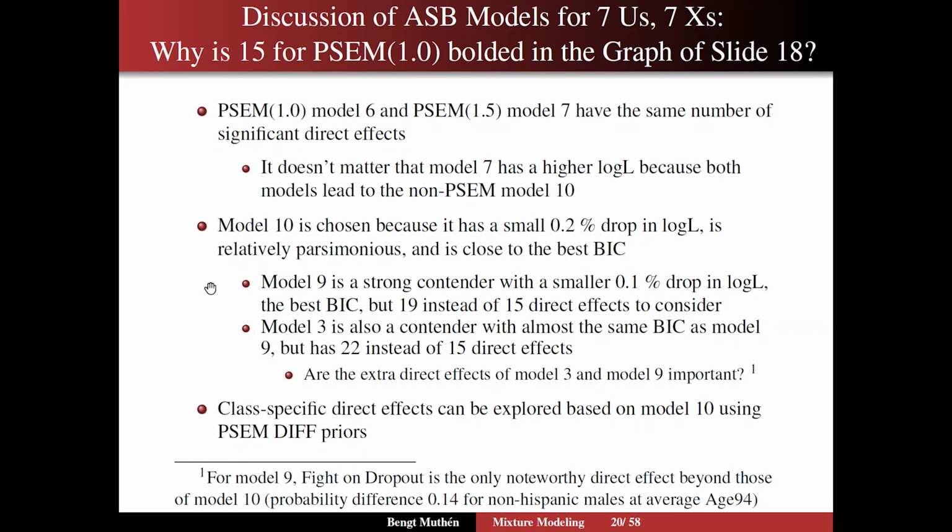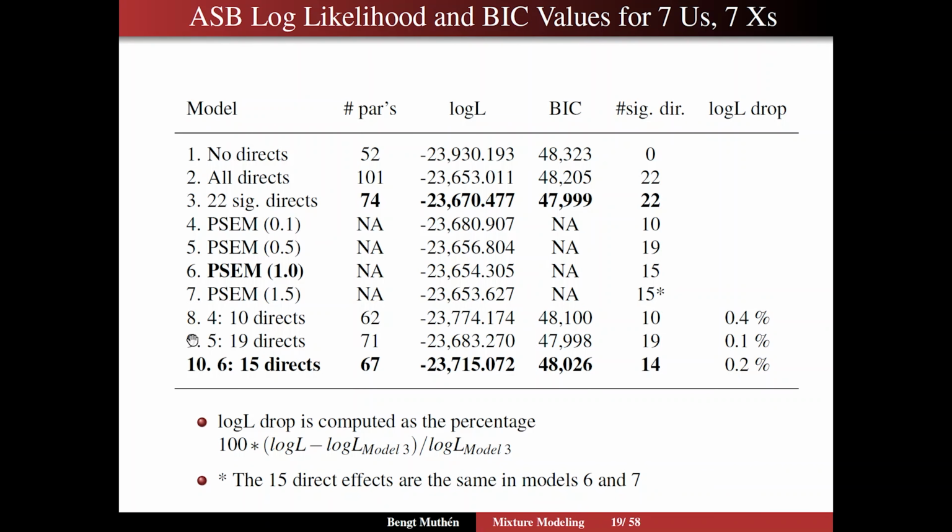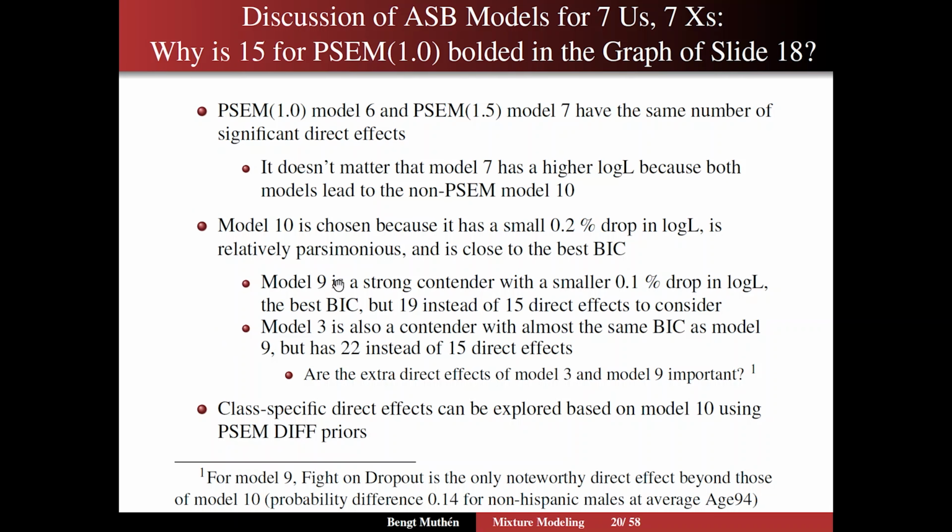But model 9 is a strong contender, so that's the model 9 here with 19 direct effects and a 0.1% drop. Strong contender with a smaller drop in log likelihood, the best BIC, but 19 instead of 15 direct effects to consider, so not as parsimonious. Model 3 is also a contender.